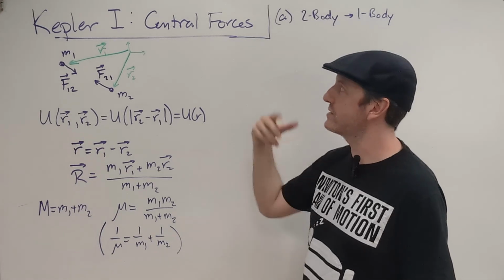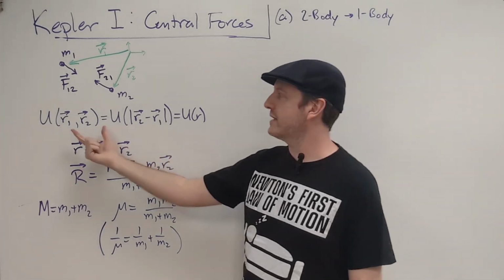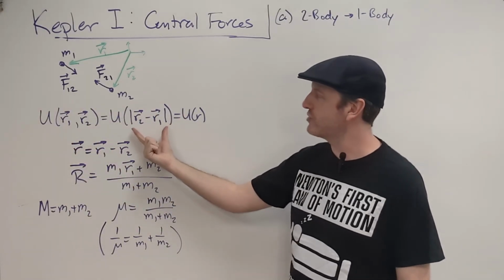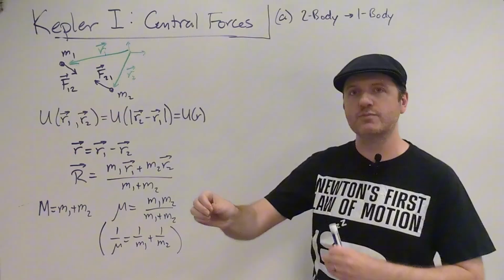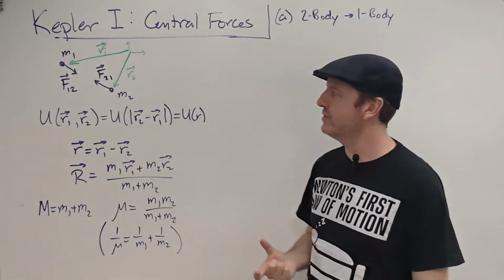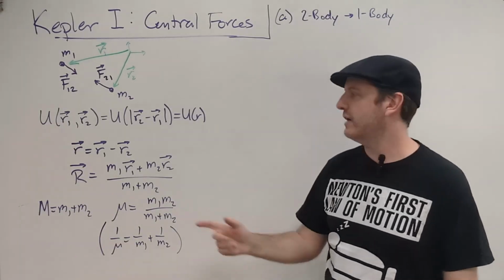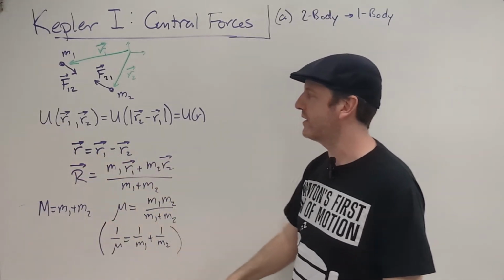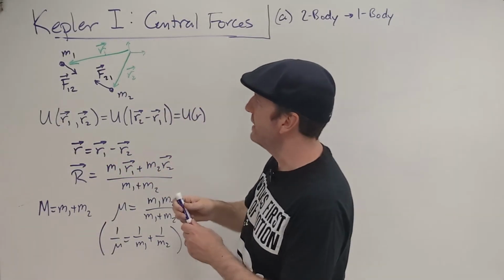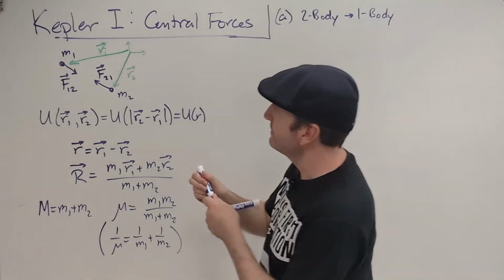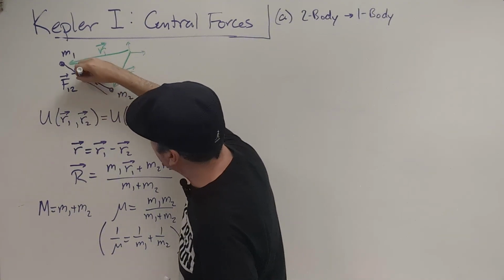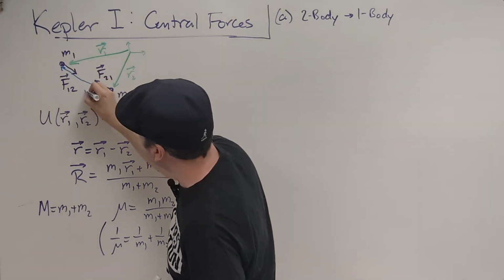But by forcing this to be a central force, it means that this general expression for the potential energy is actually only a function of the magnitude of the distance between the two. Let's call the magnitude of that distance R. And in fact, we'll define the vector R. I'm going to define it actually as R1 minus R2. So in this setup, it would actually be something like, let's see, I don't have a lot of room here, but it'd be something like this vector right here would be vector R.